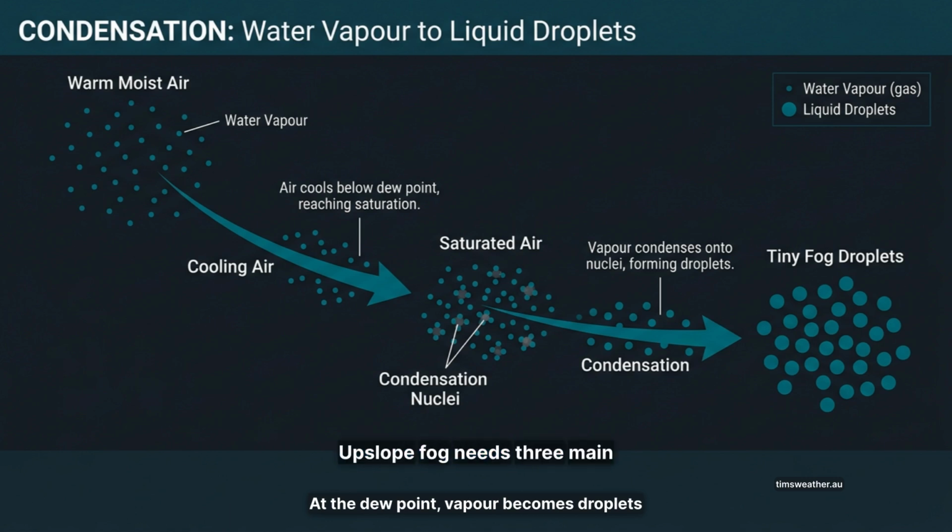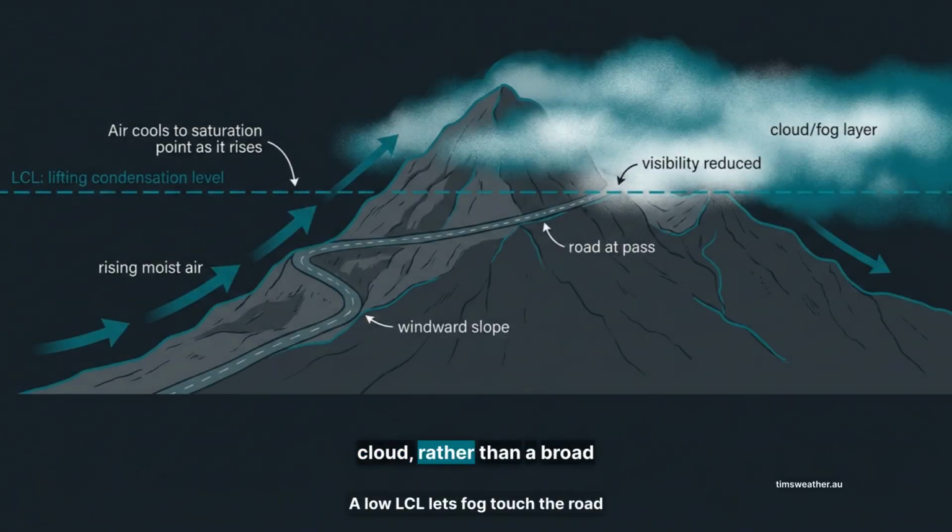Upslope fog needs three main ingredients: low-level moisture, steady wind blowing into the slope, and a stable atmosphere. Stability matters because it keeps the air layered and smooth. If the air is too unstable, rising motion is more likely to build showers or deeper cloud, rather than a broad sheet of fog hugging the hillside.